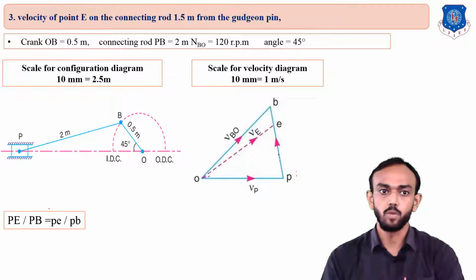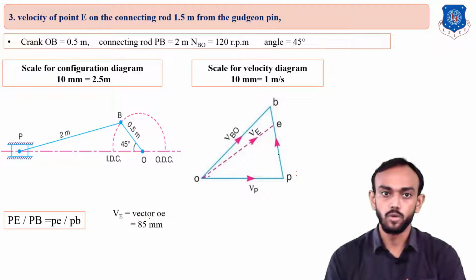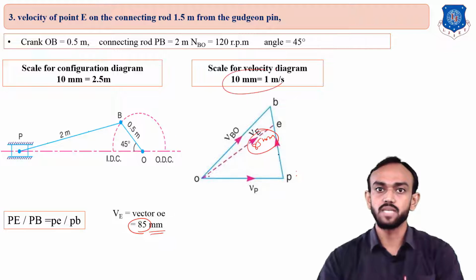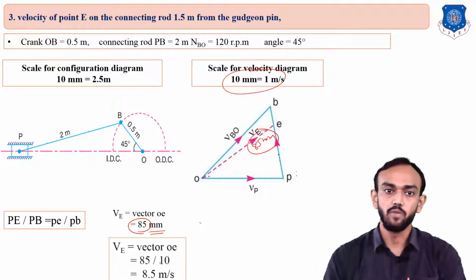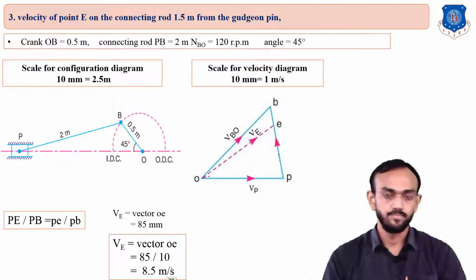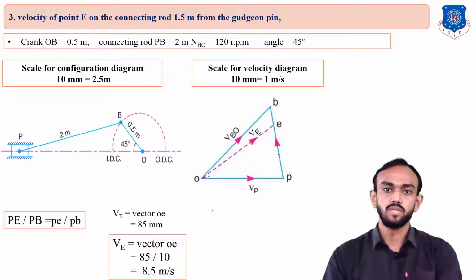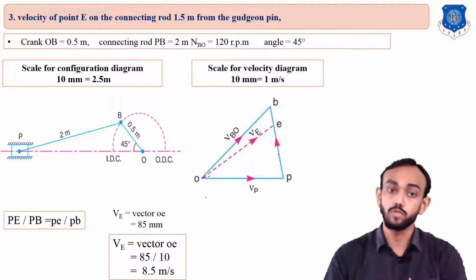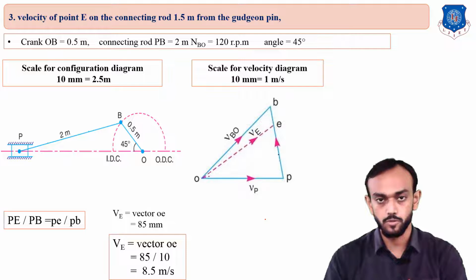Using this formula, which is rule number 4. If you measure this distance, you will get around 85 mm, but as per our scale you have to divide that and you will get 8.5 meter per second. Okay, so this is the E point which we had to find, and we also have to find the velocity of that E point.